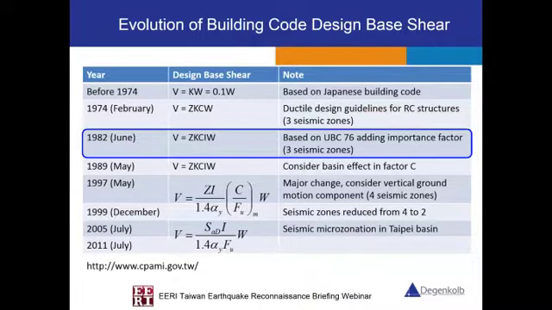And these just briefly show the evolution of the design base shear. Most of the damaged buildings we observed were pretty much designed in 1982 or before, using a formula very similar to the UBC code. Depending on the time period they were designed, the base shear could be between 5% to 23% of the seismic effective weight.